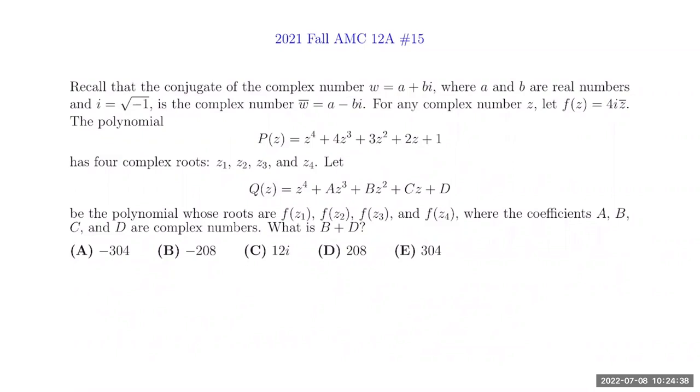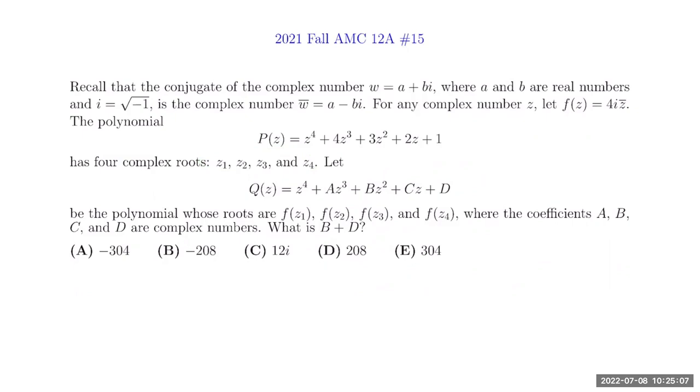The polynomial p of z is equal to z to the fourth plus 4z cubed plus 3z squared plus 2z plus 1 has 4 complex roots, z sub 1, z sub 2, z sub 3, and z sub 4. Let q of z equal z to the fourth plus az cubed plus bz squared plus cz plus d be the polynomial whose roots are f of z sub 1, f of z sub 2, f of z sub 3, and f of z sub 4, where the coefficients a, b, c, and d are complex numbers. What is b plus d?